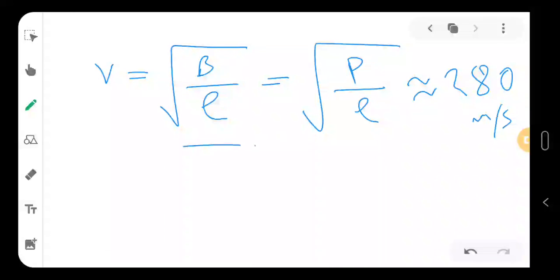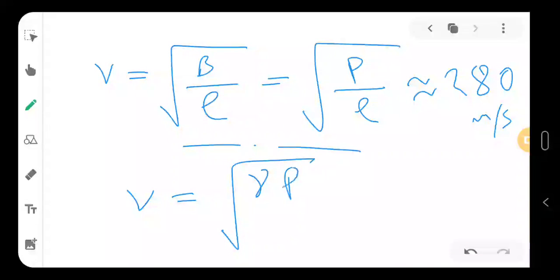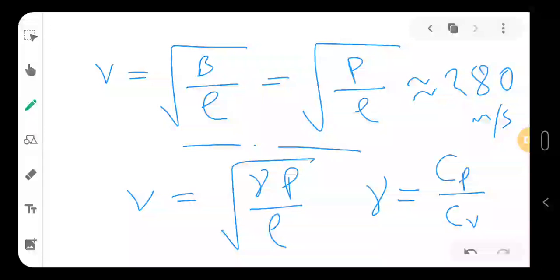So in those cases, this equation will be different, and the velocity will be root over gamma p by rho, where gamma is a kind of constant, which is your Cp by Cv, that is the specific heat at constant pressure by specific heat at constant volume.